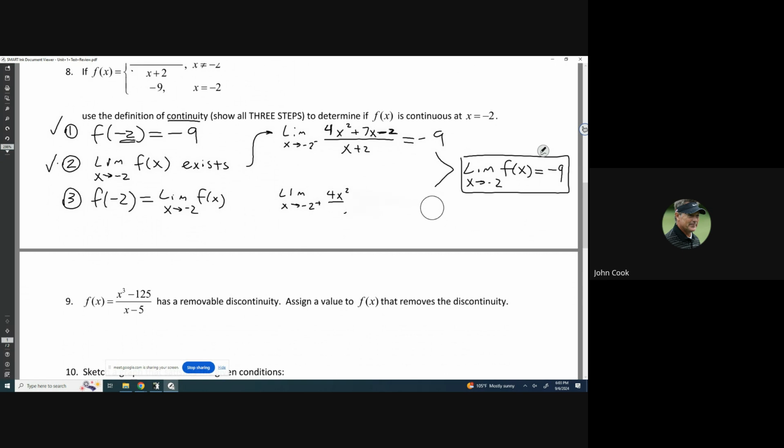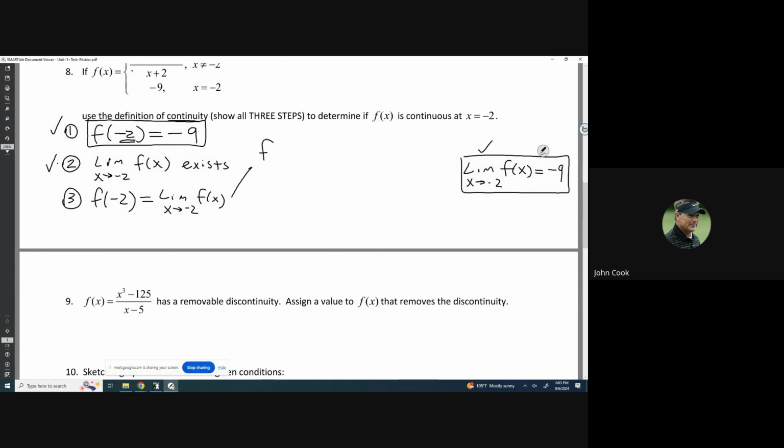Okay, so I'm going to erase some of this stuff, but I do need all of that work that I just showed to get credit for this problem. So I know what the function is. I now know what the limit is over here. So now my last step is to show that the limit is equal to the actual function value. For my last step, here's what I do. I write f of negative 2 is equal to negative 9, which is equal to the limit as x goes to negative 2 of f of x. And so therefore, this is what I write out.